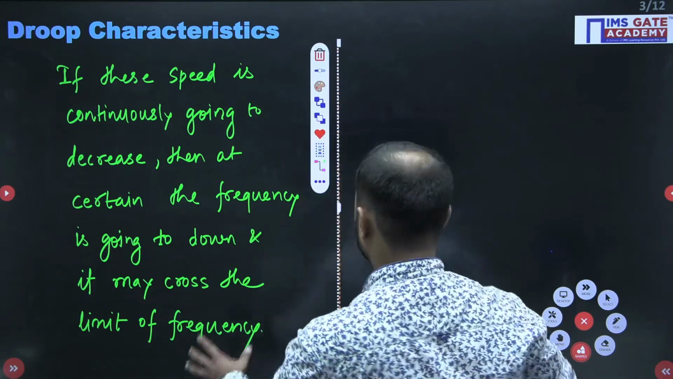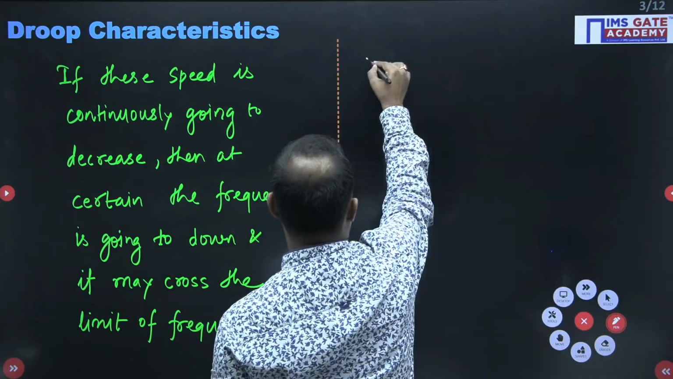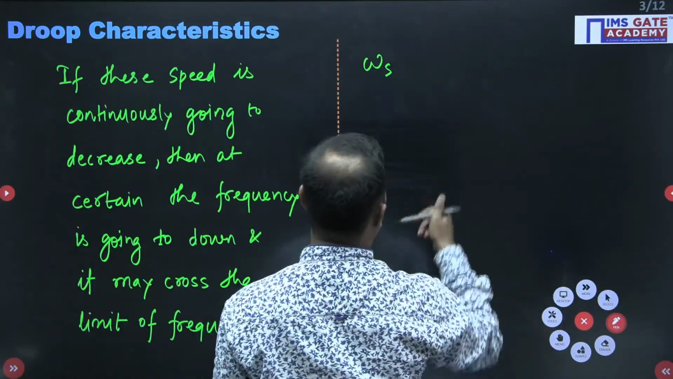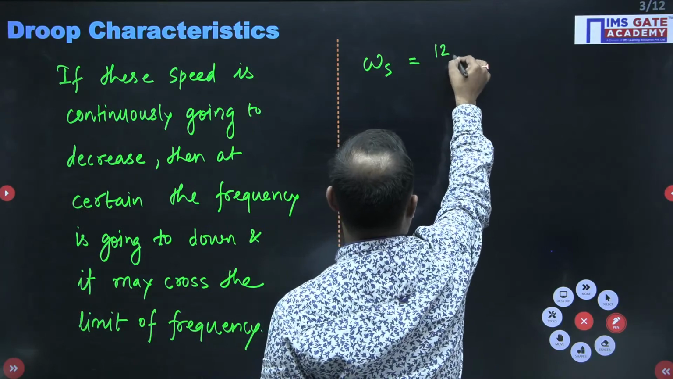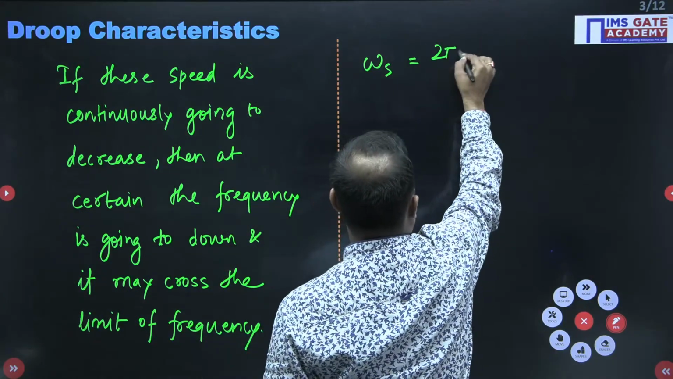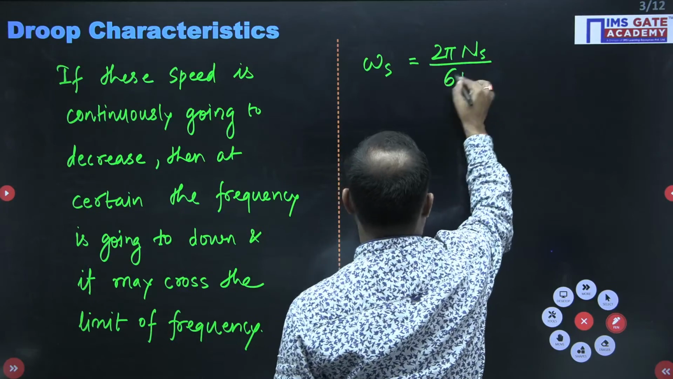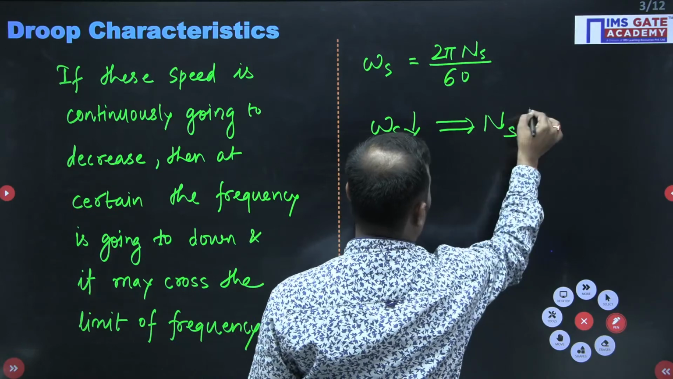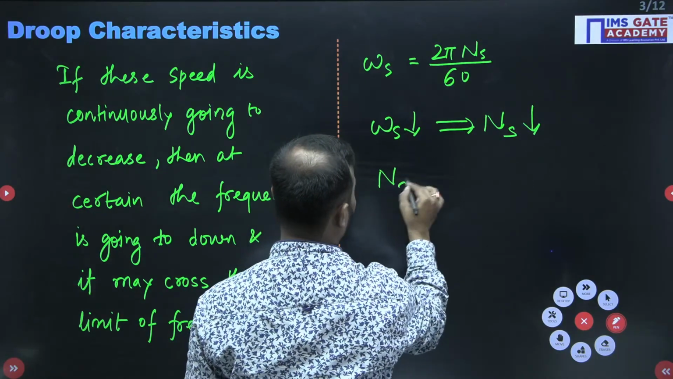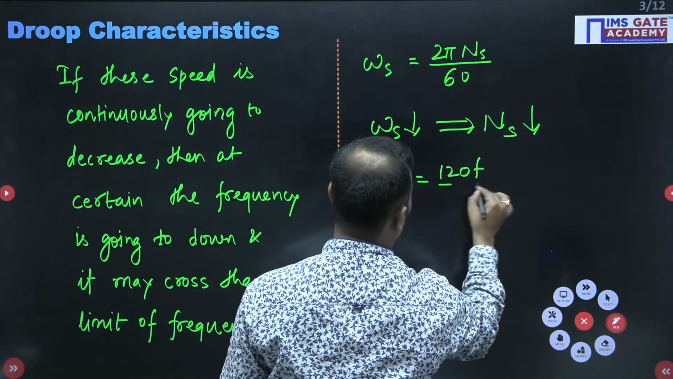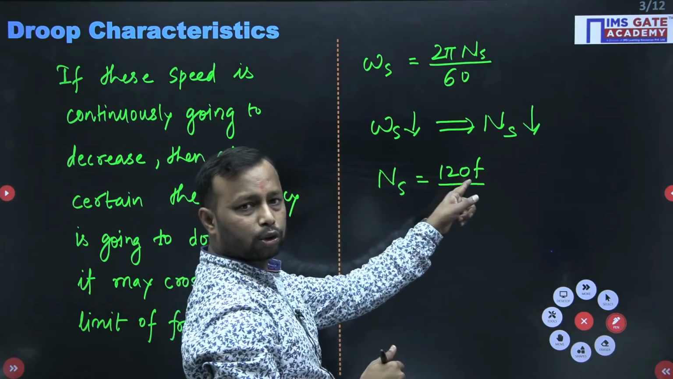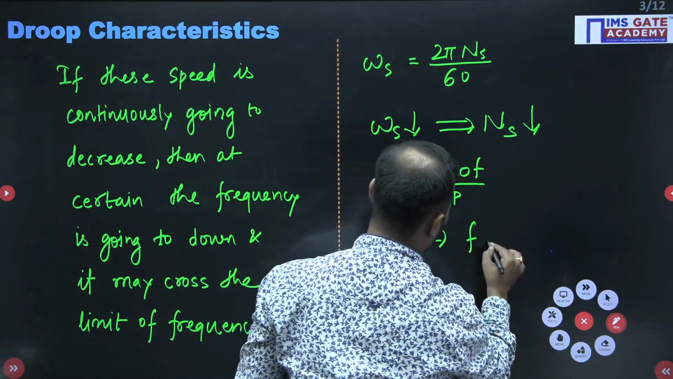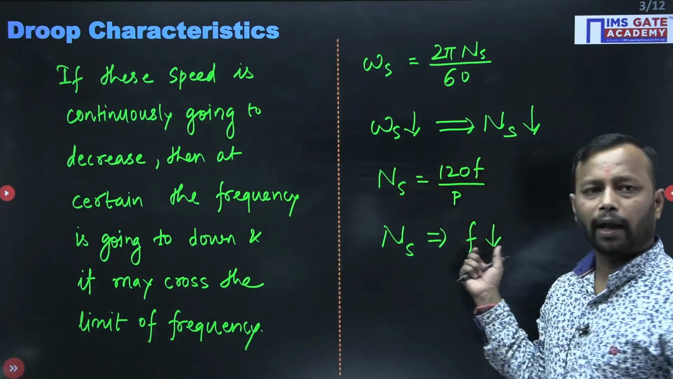Okay, now see, your omega_s is the speed of the rotor, which is 2 pi N_s by 60. If omega_s is decreasing, this implies the synchronous speed is also going to decrease. Now synchronous speed is 120 f by P, so N_s is proportional to f. Since N_s is decreasing, this implies your frequency is going to decrease. This point I already wrote over here.